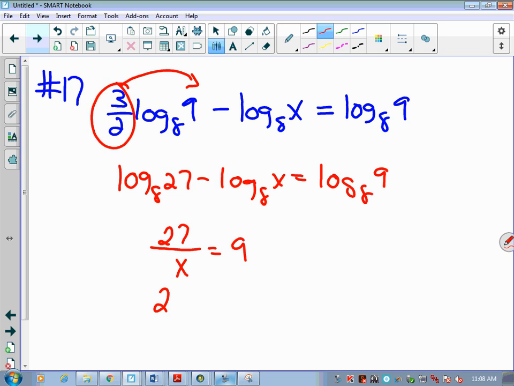Multiply by x, 27 equals 9x. Divide by 9, x should equal 3, correct? Double check, make sure I'm not thinking wrong there. 3, okay, good.